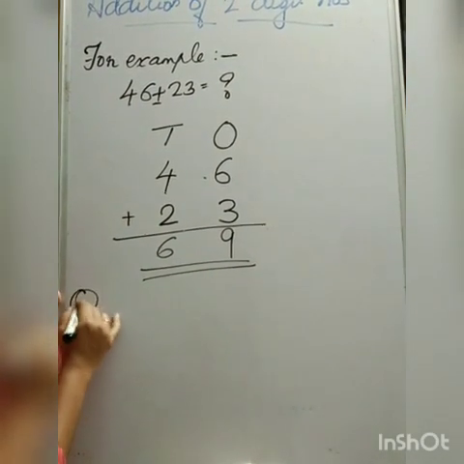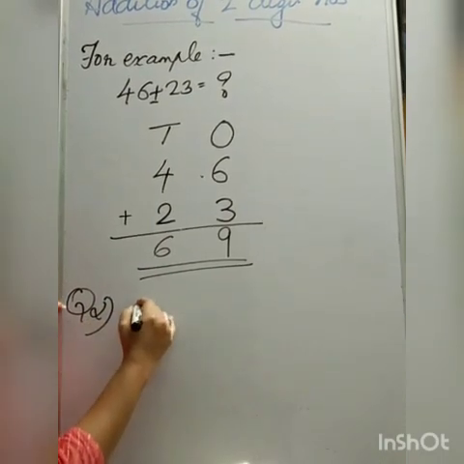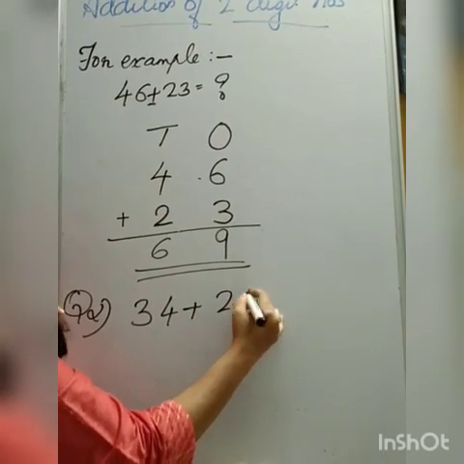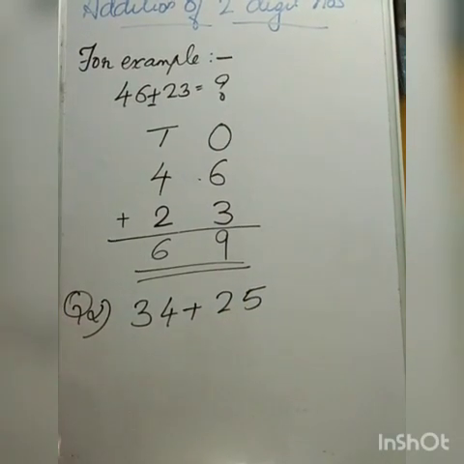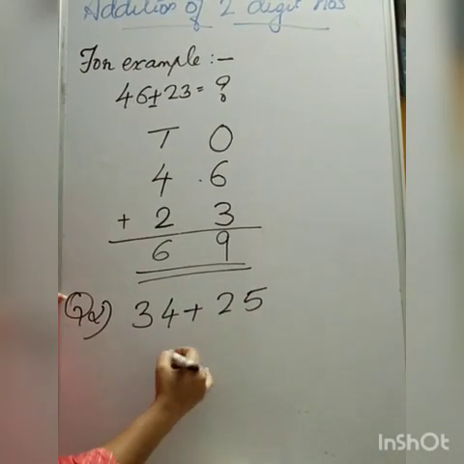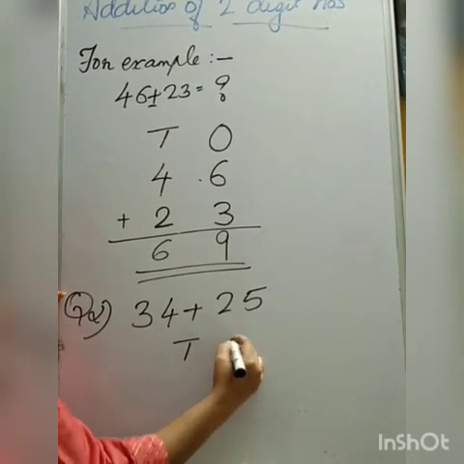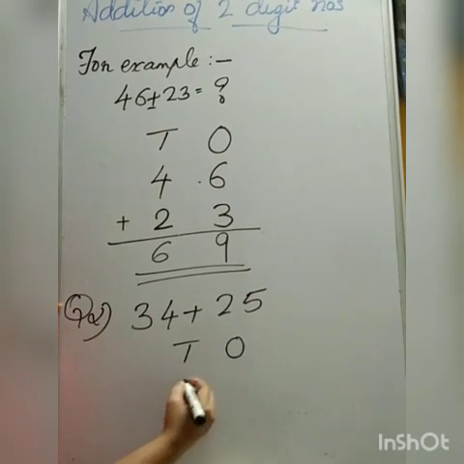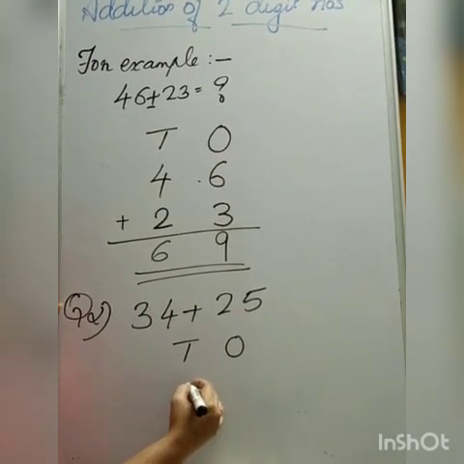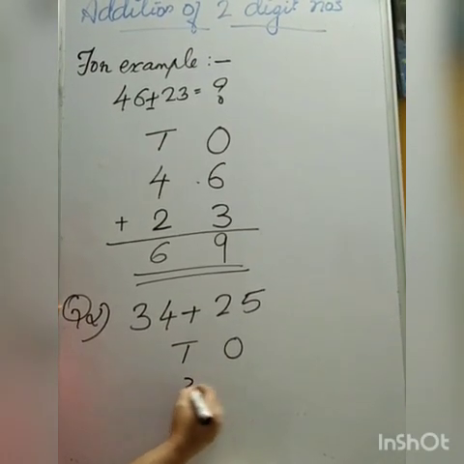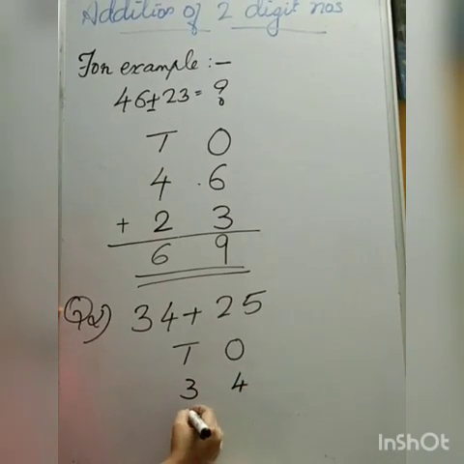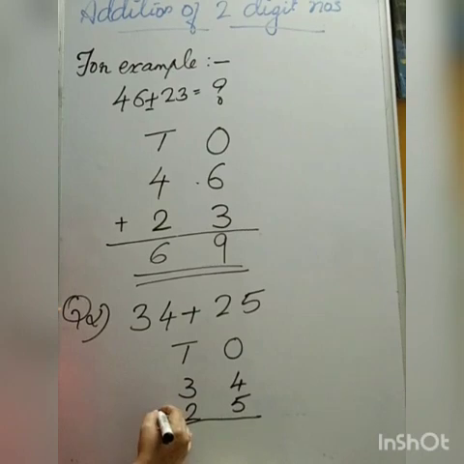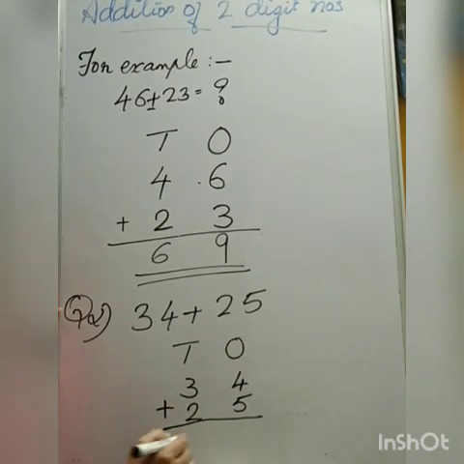One more example. 34 plus 25. Now, first we have to write T O. Now, write the numbers in vertical. 34, 25. Then write the plus symbol.